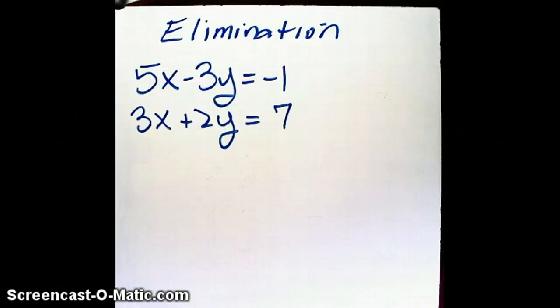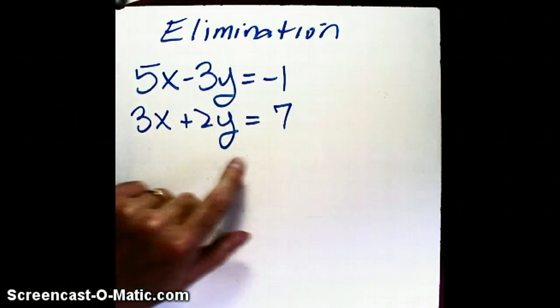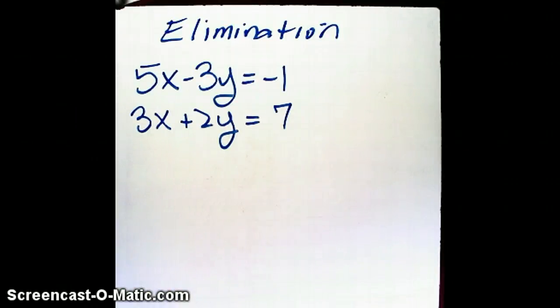Okay, this is the elimination method, which basically says get rid of one of your variables. Now notice I just can't subtract them. They don't match. The coefficients don't match. I want to eliminate it. Well, I could get rid of the x by multiplying by 3 and 5 perhaps.